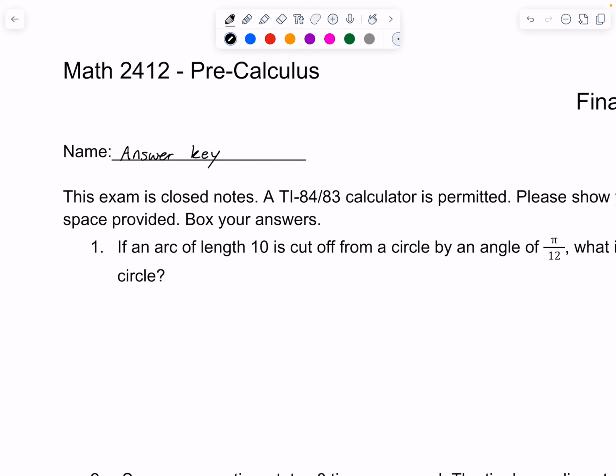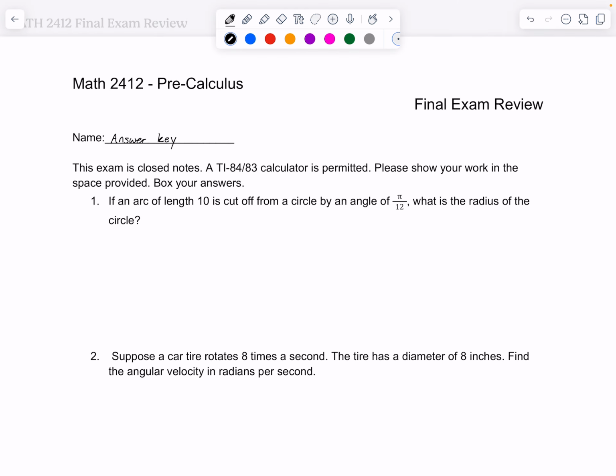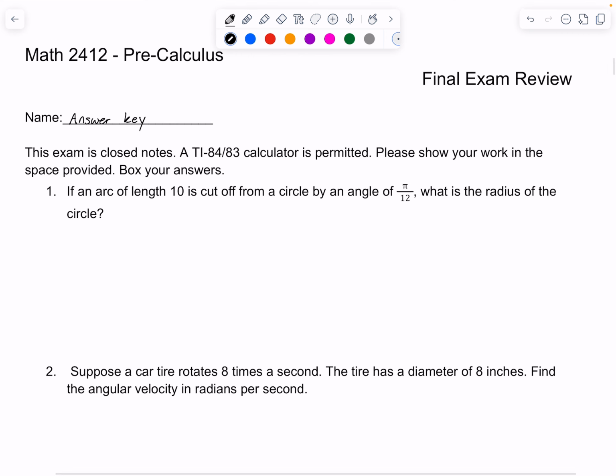So the first question asks us, if an arc of length 10 is cut off from a circle by an angle of pi over 12, what is the radius of the circle? So we're going to use the following formula. We're going to say arc length divided by the circumference, and the circumference is 2 pi r, is equal to the angle, or just theta if you want, over 2 pi, because that is the total amount of radians in a circle.